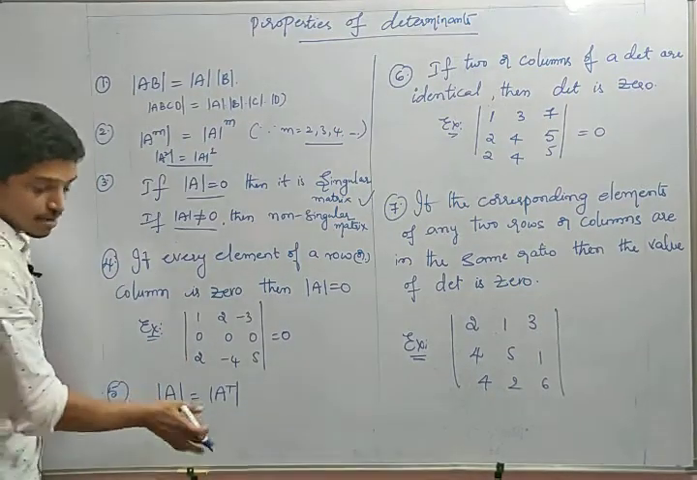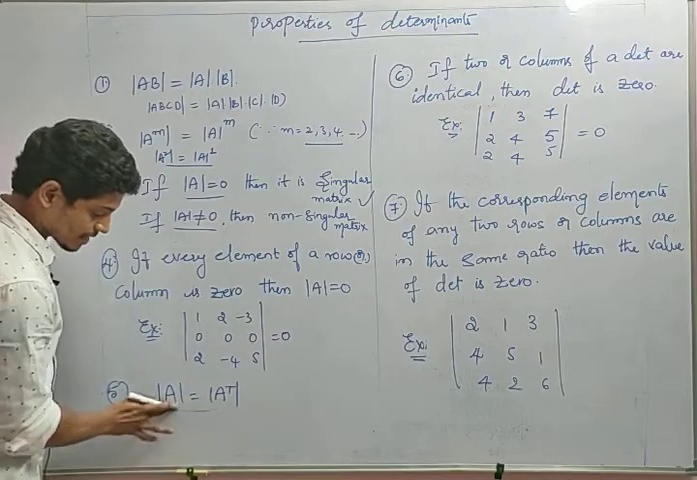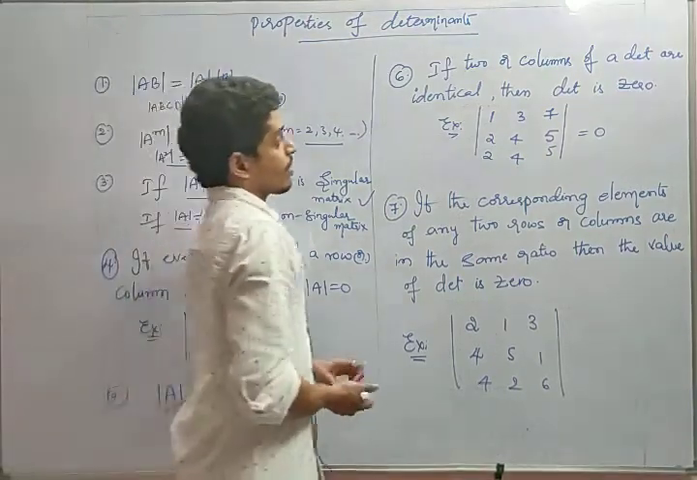Determinant of A is equal to determinant of A transpose. Both A and its A transpose determinants are the same. Fine.